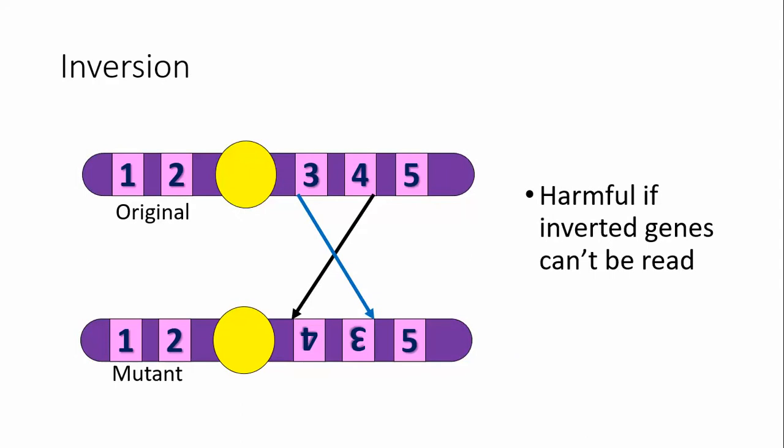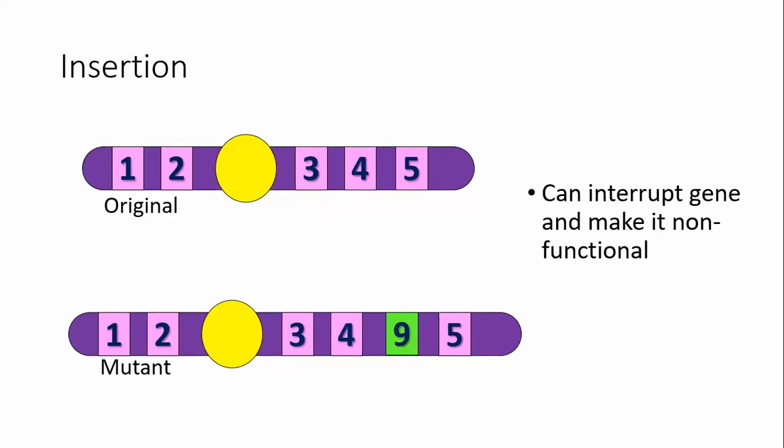Inversion is when a piece of chromosome breaks off and it reattaches to the right chromosome, but it does it upside down or backwards, so it's inverted. And if the genes can't be read properly in this, or if a break happens in an important gene, that can be very harmful or fatal. An insertion is when you add a gene from somewhere else, from some totally different chromosome. So that's what we see here happening. A gene from a totally different chromosome, gene 9, has suddenly been inserted. If it comes into the middle of a gene, it could make it non-functional.